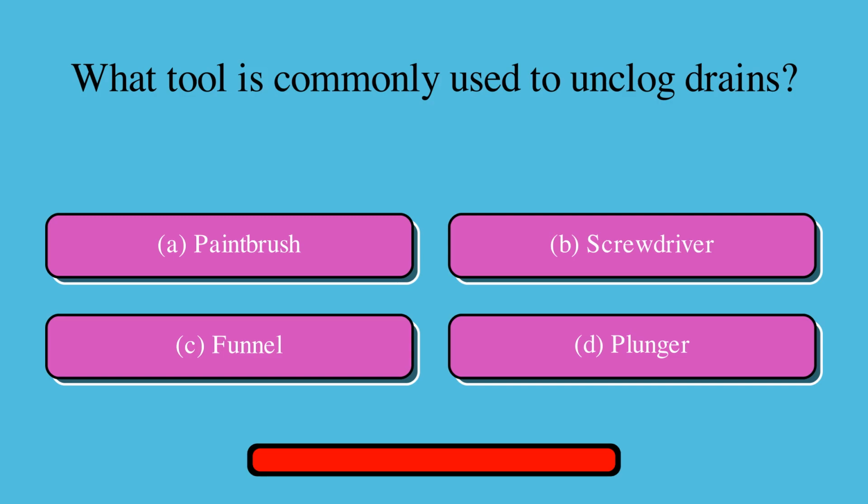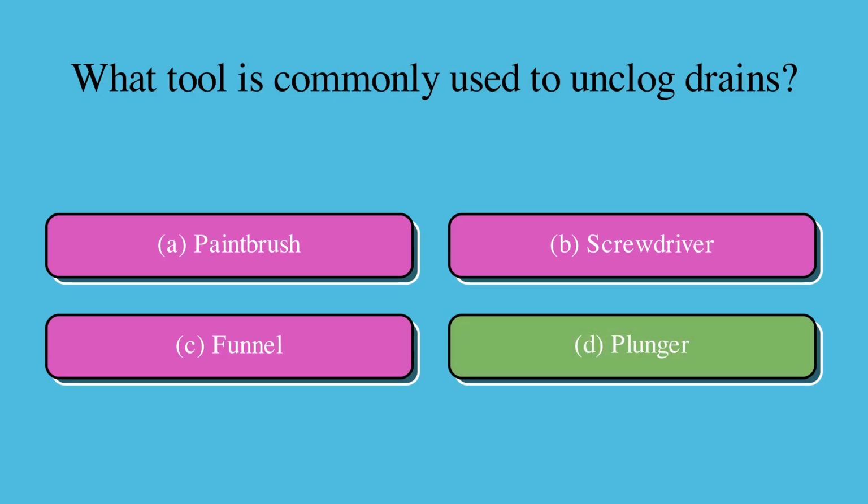Let's get started with some plumbing trivia. A. What tool is commonly used to unclog drains? Possible solutions are A. paintbrush or B. screwdriver or C. funnel or D. plunger. The correct answer is D. plunger.